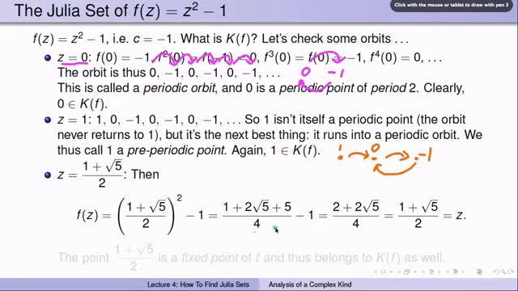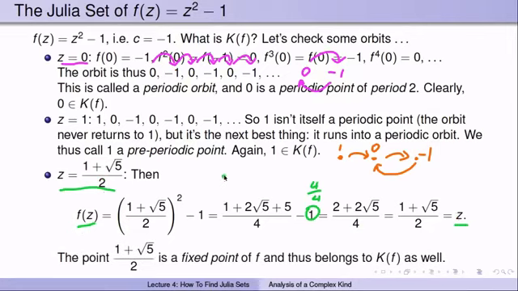Let's find a common denominator, which is 4. So we subtract 4 in the numerator. We make this 1 into a 4 divided by 4. And we are left with (2 plus 2 square root of 5) over 4. That simplifies to (1 plus square root of 5) over 2, but that's the z we started with. So we found a point z, namely (1 plus root 5) over 2, that satisfies f of z equals z. Such a point is called a fixed point of f, because f takes that point and maps it to itself. It's fixed under f.